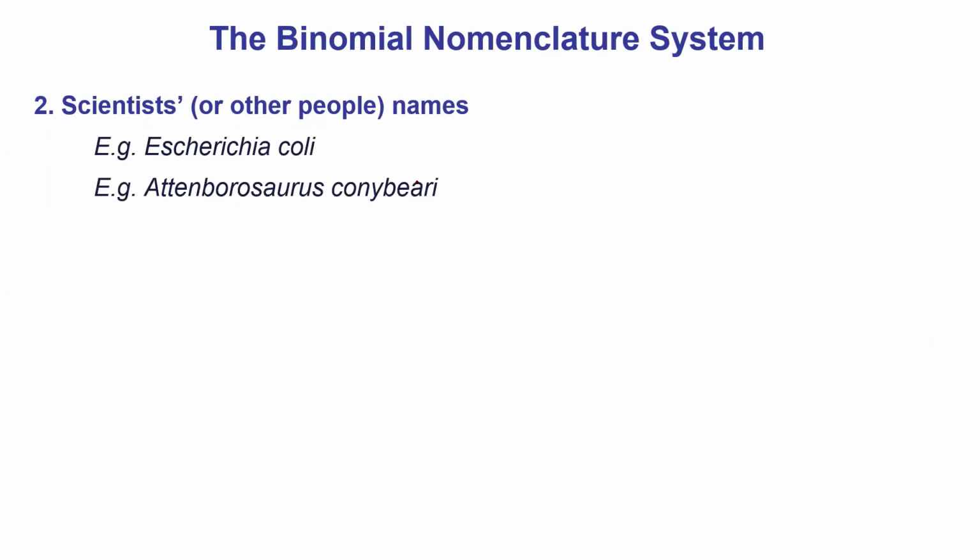Sometimes things are named after people. So if you take a look, this one here, Escherichia coli, was named after a guy named Theodore Escherich, and he was looking at diarrhea in babies. And so I don't know if he's very happy that they named a fecal bacterium after him, but he didn't have a choice. They did it after he died. This one here, Attenborough, named after David Attenborough, famous naturalist.